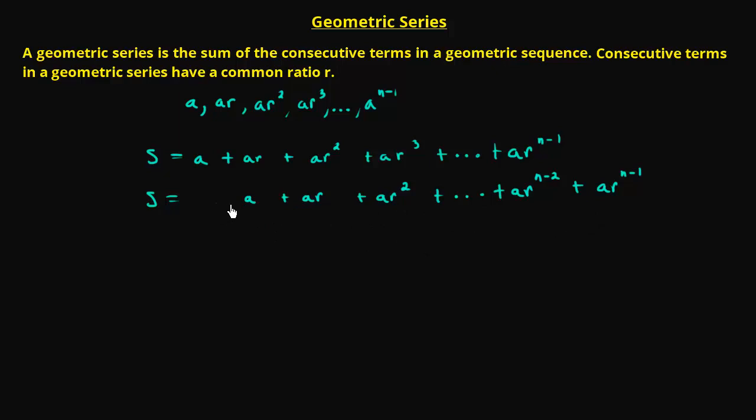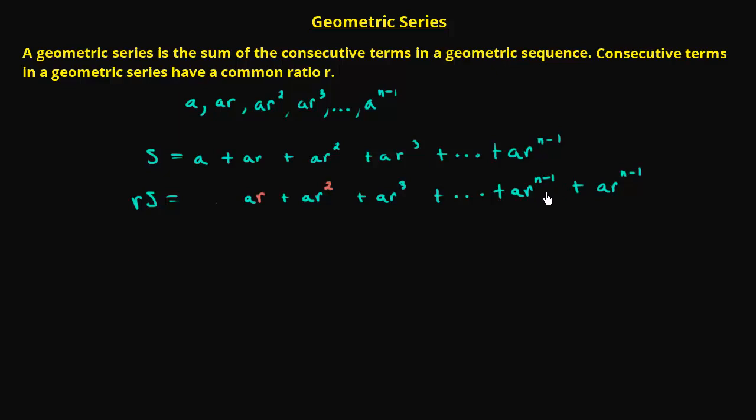Now, let's think about what happens if I multiply this series by r. I have r times s. Using the distributive property, I would multiply every single one of these terms by r. So my first term would be ar. My second term would be ar squared. My third term would be ar cubed, and then I would have ar to the power of n minus 1, because I've got an extra factor of r there.